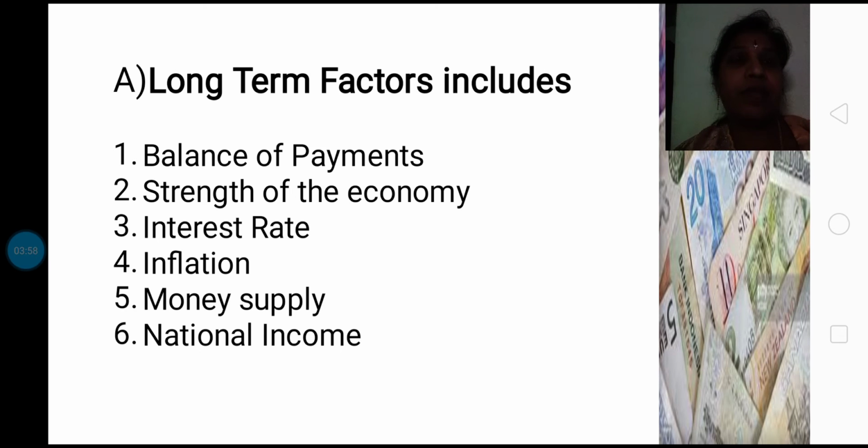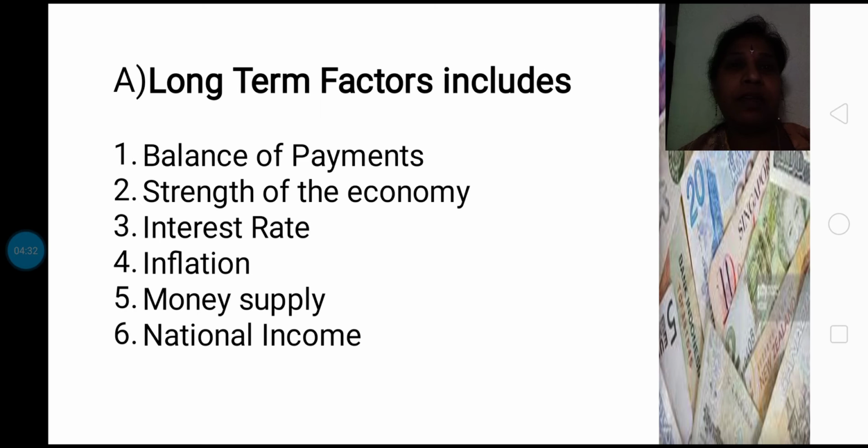Second is strength of the economy. Very important. Any country's exchange rate will depend on the strength of the economy. If the economy is good and very strong, definitely the value of the currency will be high. If the strength is low, then the value will reduce. So strength of the economy will determine the exchange rate. That is, the balance of trade and balance of payments should be very good in a country. Definitely that country's currency will have a good exchange rate in the global market.